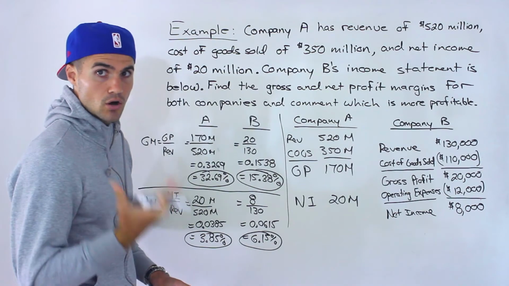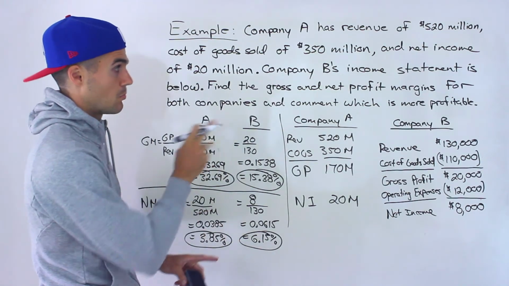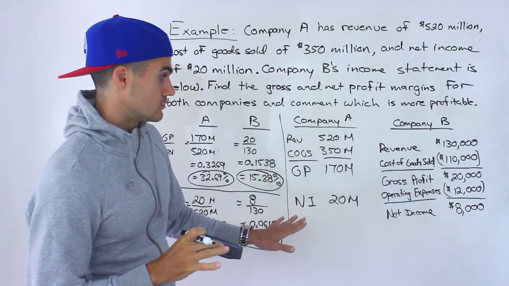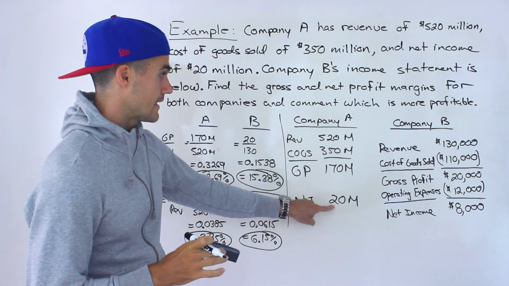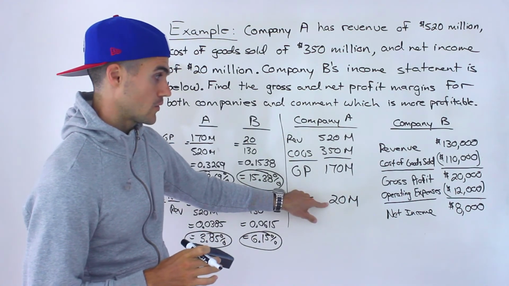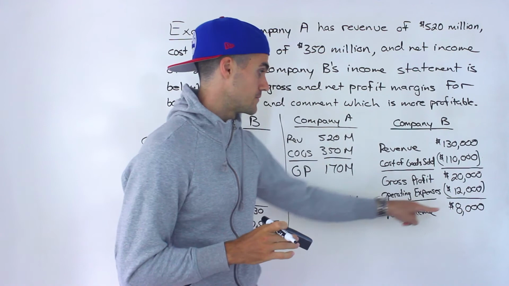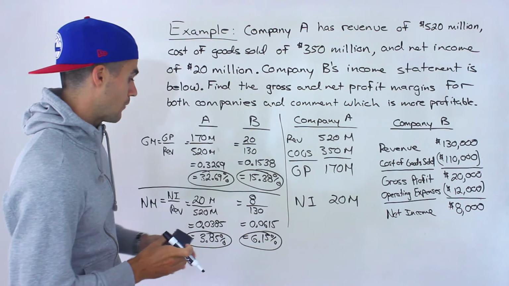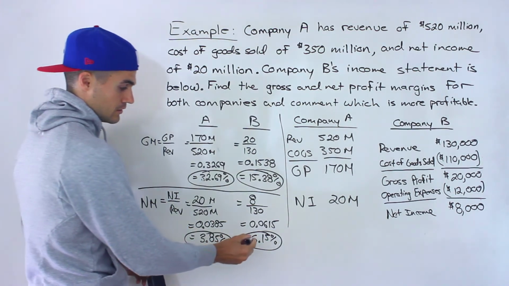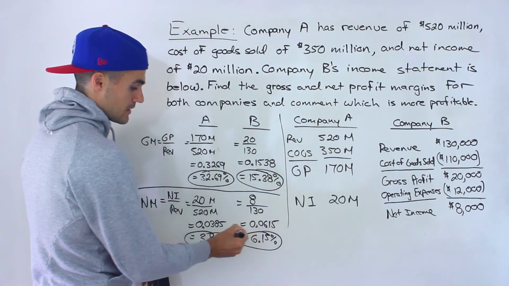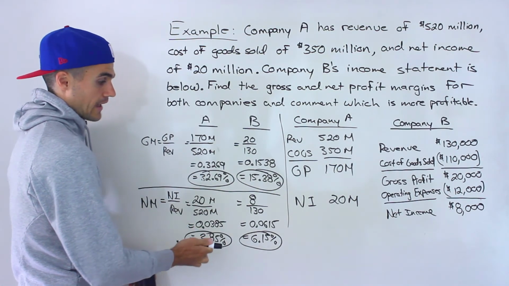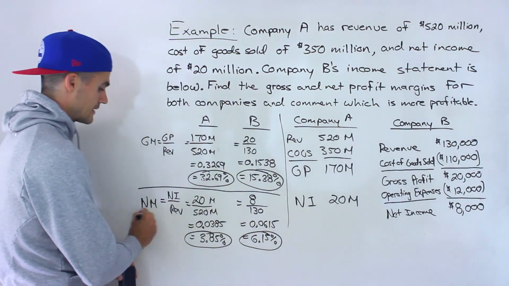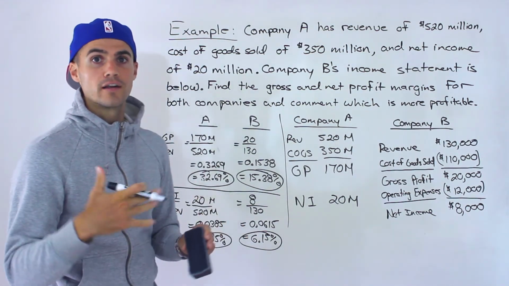Now the question is asking also which company is more profitable. So if you look at it on an absolute value basis, notice that the net income for company A is way larger, 20 million, versus 8,000. And then also notice for company A, the gross margin is larger. However, if you look at the net profit margin, it's higher for company B than it is for company A. And so when they're asking which company is more profitable, you want to look at the net profit margin. You want to look at everything on a relative basis.